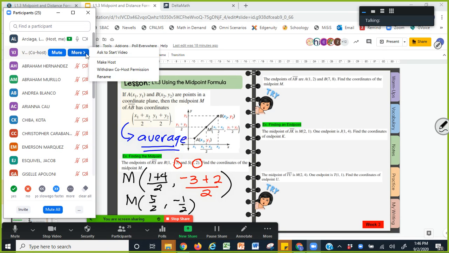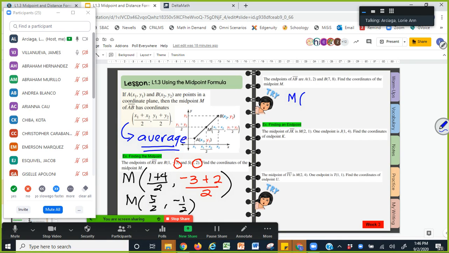So for AB, I got 4, 5 for the coordinates. Okay. So for M, you said 4, comma 5. Would you like to share how you got that? So I added 1 and 7 divided by 2, and then 2 and 8 divided by 2, and then 4 comma 5. That's it. All right. Cool. Very good. Does anybody have a question about how to find the midpoint when the two endpoints are given?